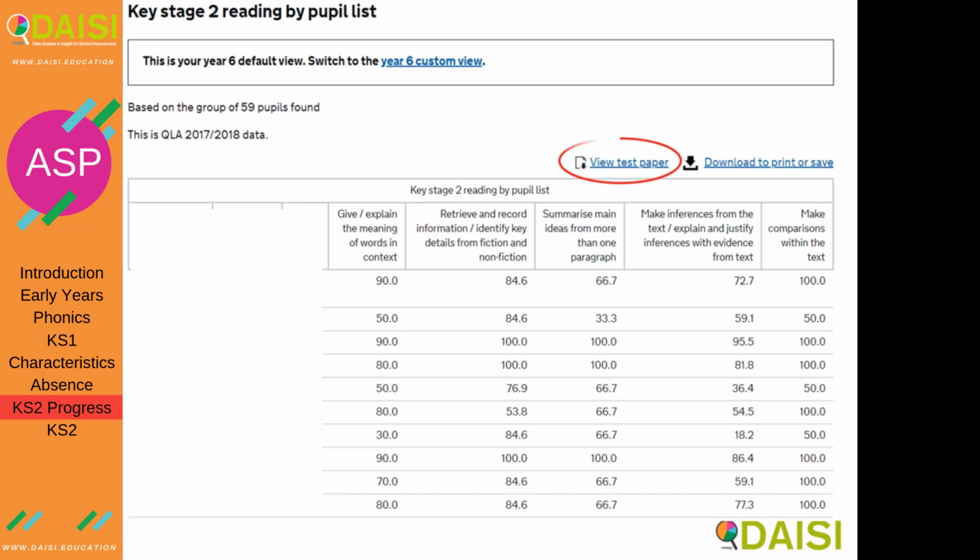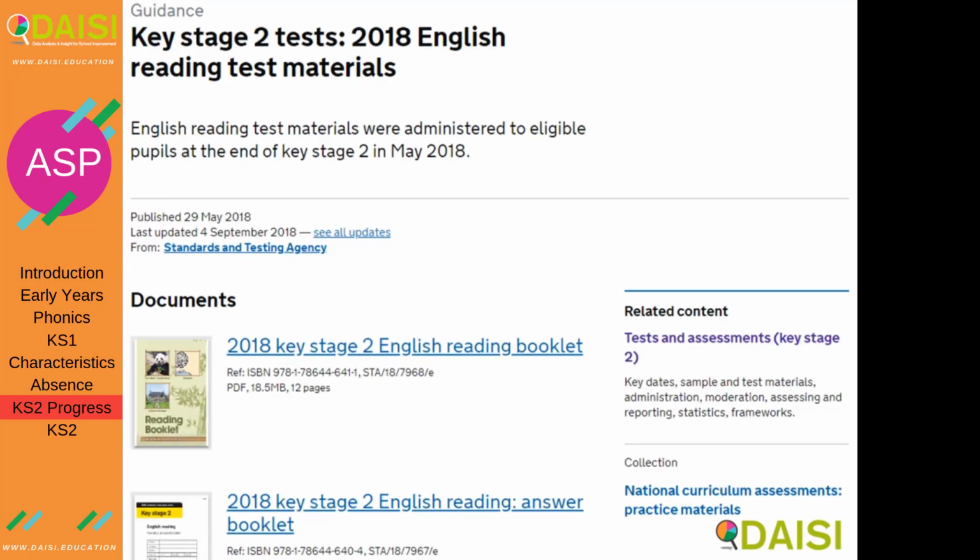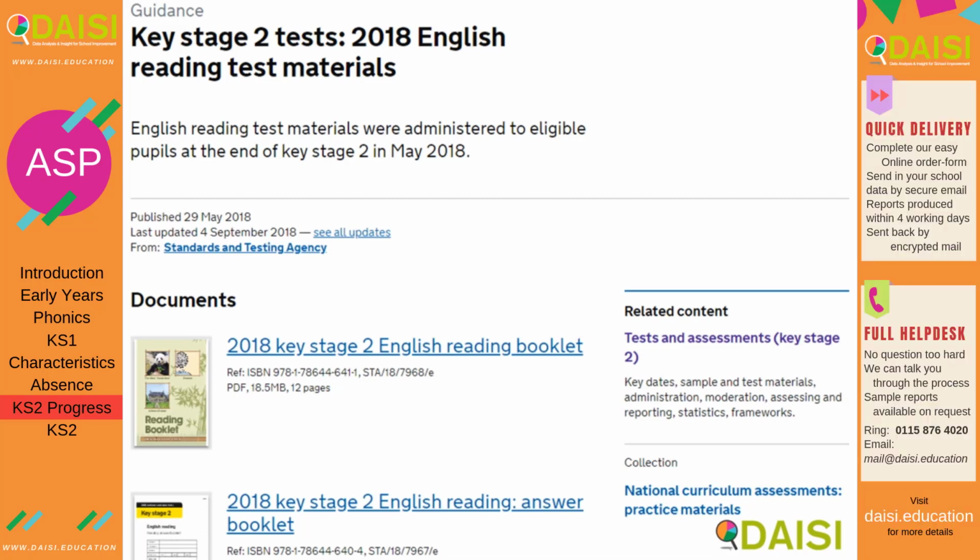You can also view the test paper. This takes us to the public website where you can view the reading booklet, the answer booklet, and the mark scheme. This shows how much work is required, for instance, in a 3-mark question to get 1 mark. So it may be that pupils can't get all the way through the question and they give up because they know they're not going to get the right answer. However, if they got the first bit of the question right, then they may be able to get 1 mark out of 3. So here is an example.